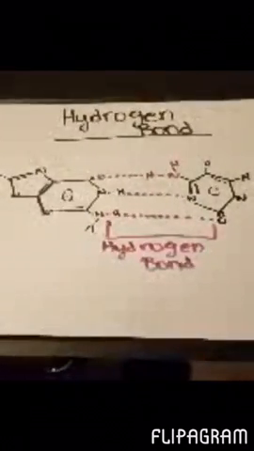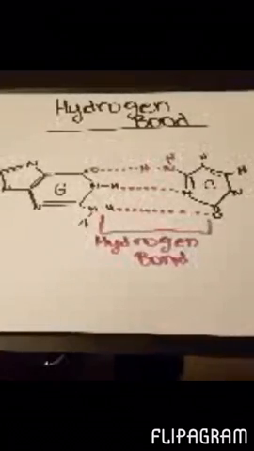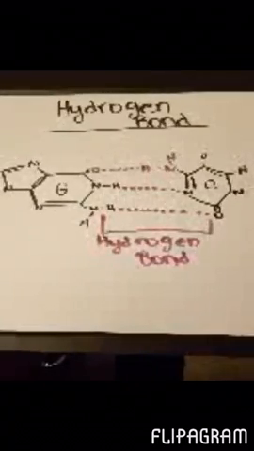Hydrogen bond. Hydrogen bonds are weak chemical bonds between an electronegative atom, such as oxygen, and hydrogen. They are responsible for the properties of H2O.